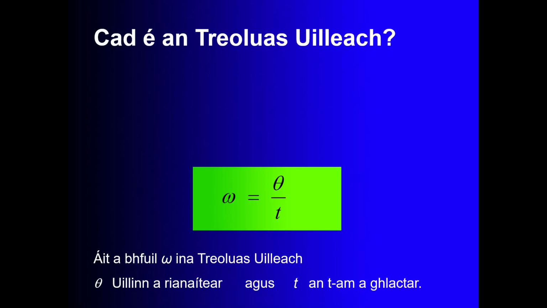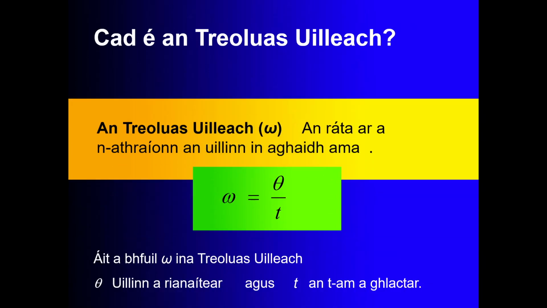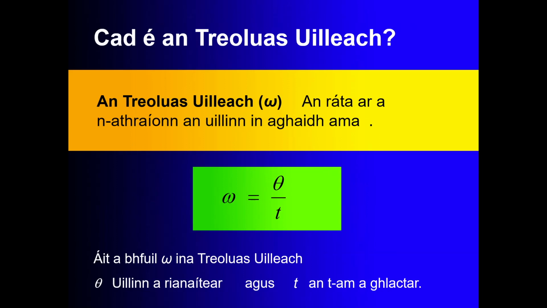So, angular velocity. The symbol is omega. It's the rate of change of the angle with respect to time. As the angle theta is changing, the change in theta over time is your angular velocity.